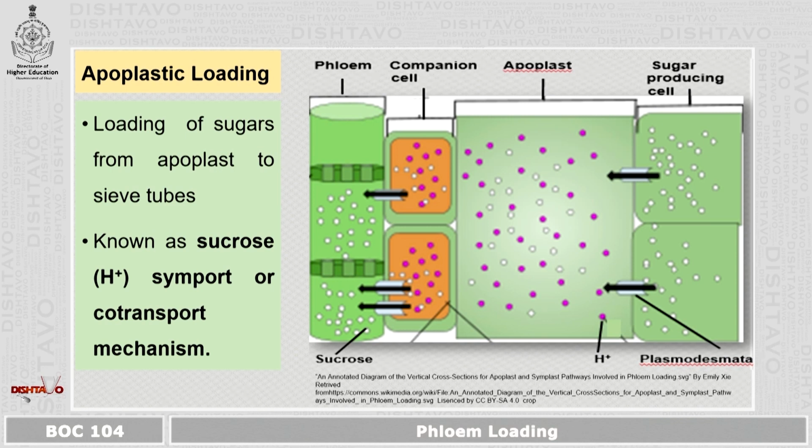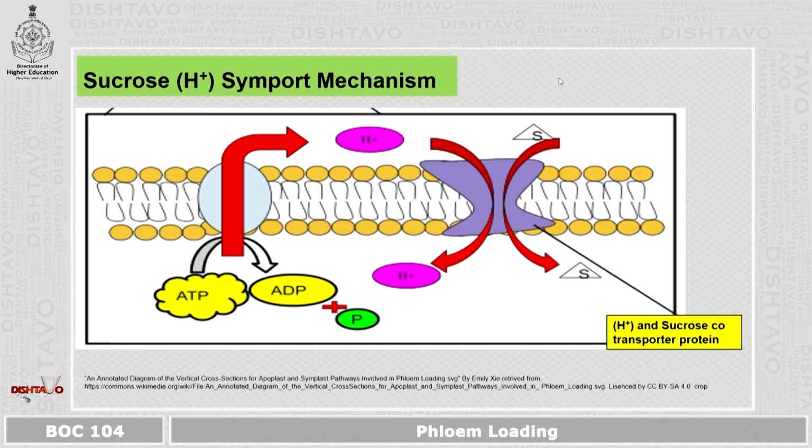Now what happens in apoplastic loading is that the transport of the sugars is from the apoplast. What is the meaning of apoplast? It is the cell walls. So transport of the sugars takes place from one cell to another through the cell wall. This particular pathway is also known as sucrose H+ symport or co-transport mechanism. This is a diagram wherein all the three cells which take part in apoplastic loading are named. That is the apoplast, companion cell and the phloem. Now we will see the sucrose H+ symport mechanism in detail.